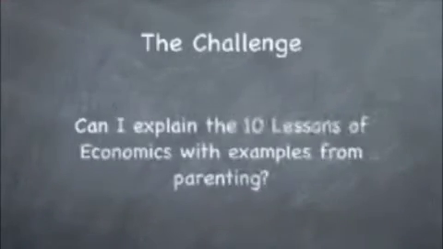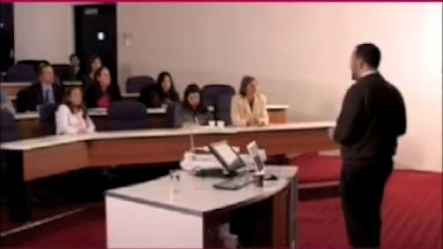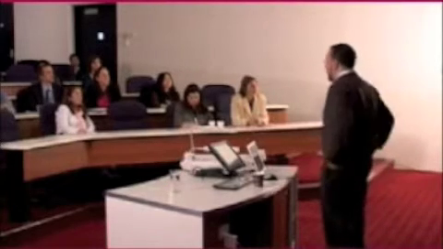Now the challenge is the following, because I want to have a bit of a risk element. Can I actually do this? The textbook has 10 lessons of economics in it, and each is illustrated through the normal sorts of examples. I wondered if I could take the 10 lessons of economics and explain them using only examples related to parenting. And so that's what this talk is. I may not pull it off, we'll see.